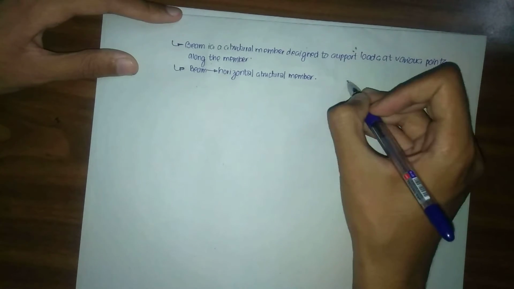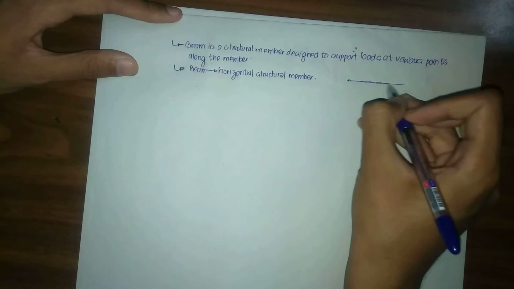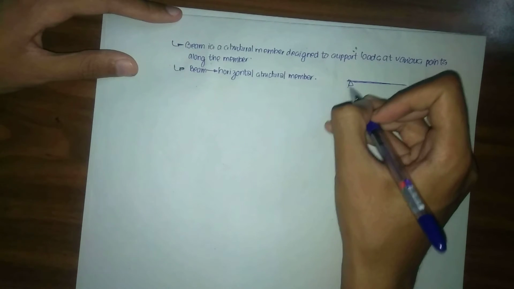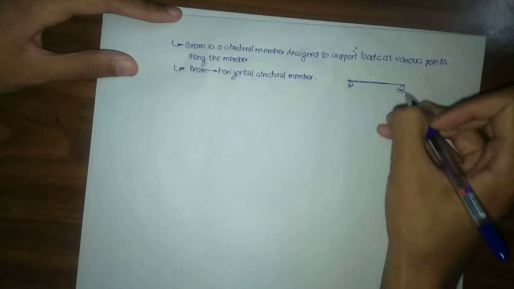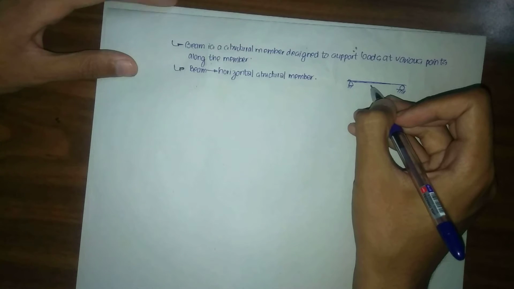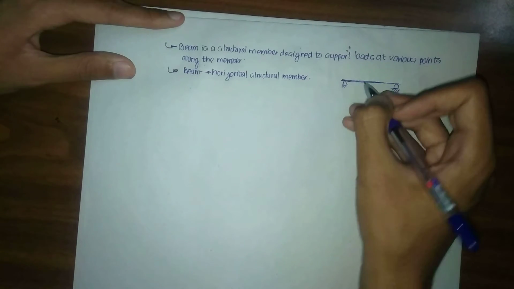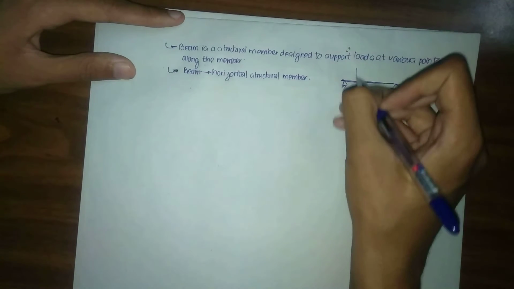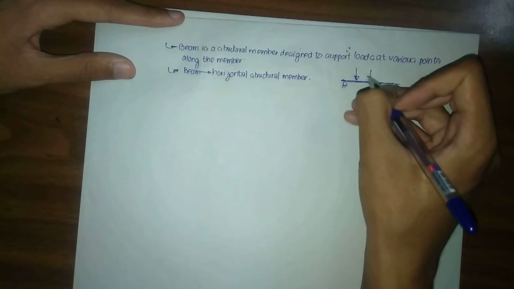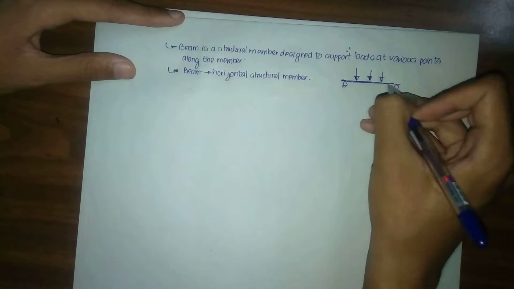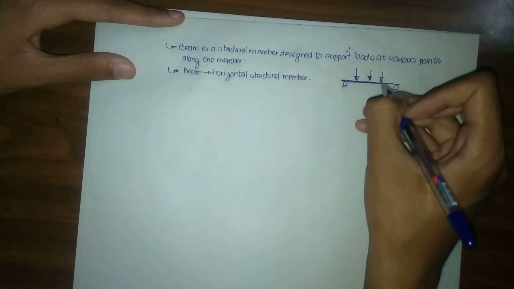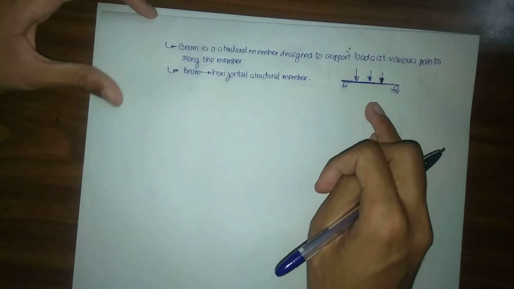So we denote a beam by a horizontal line, and it has certain supports at its end. There might be some intermediate supports as well, and there might be various types of loads acting on the beam, and this structure, which supports all these loads acting on it, is known as a beam. So this is a simple definition of a beam.